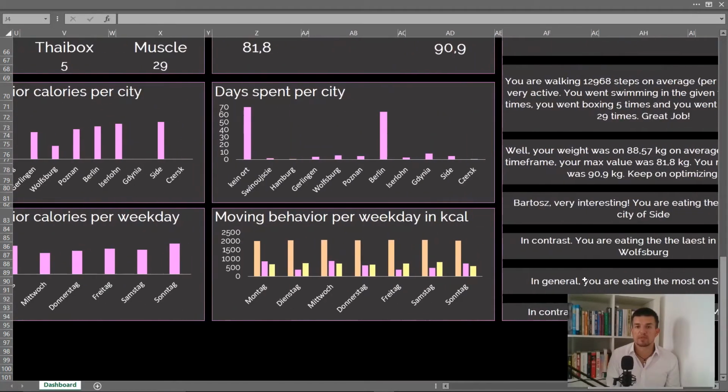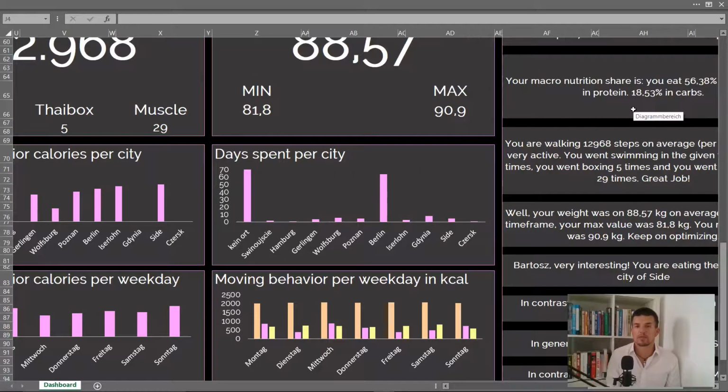And when it comes to days spent per city, the most time I'm in Berlin. This is general information which might be important to you in order to understand the data, of course. So most time you see I spend in Berlin because I live in Berlin, and all the other days are not as high as Berlin, of course. And then we have a description here.